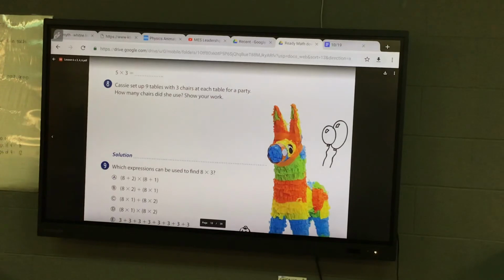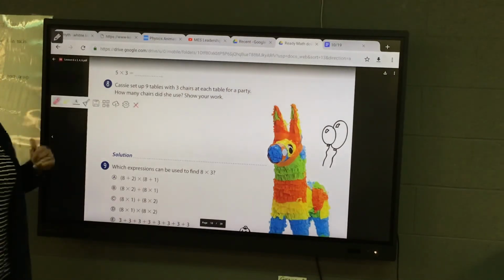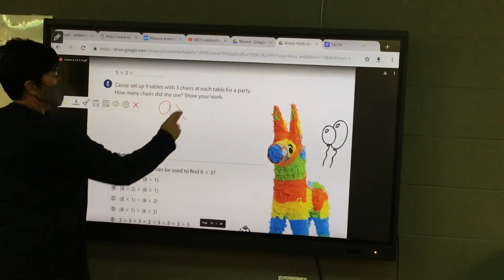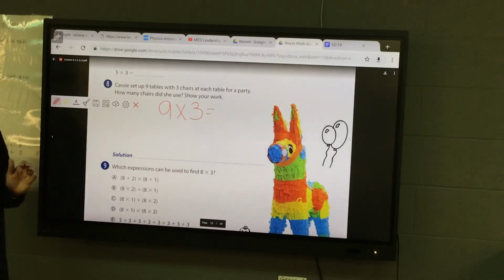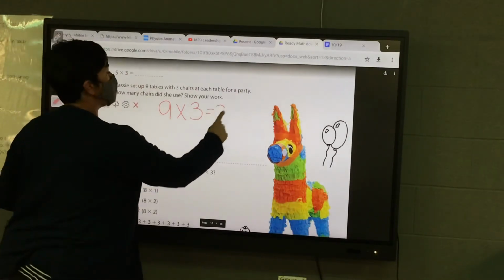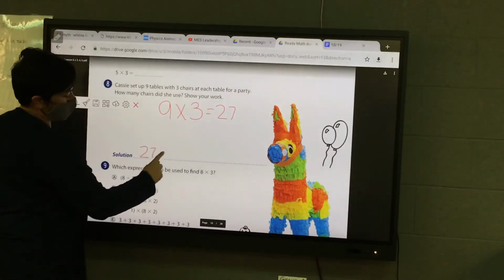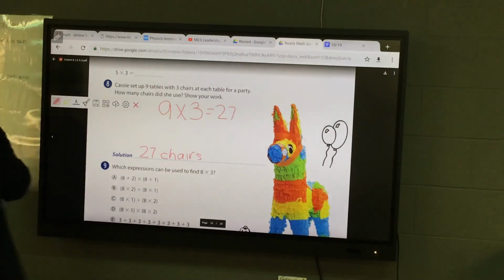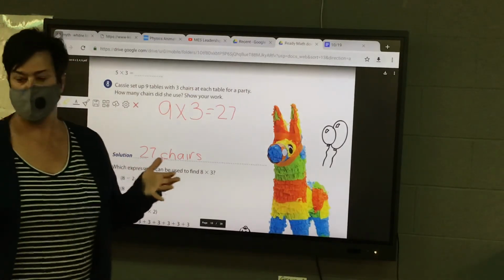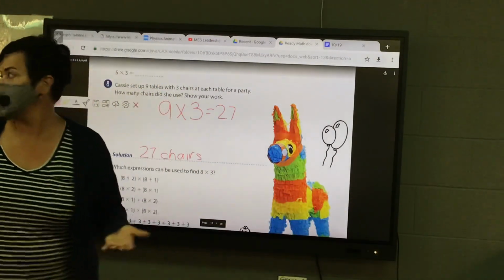So first off, what's the multiplication equation that everybody wrote? 9 times 3. And what did you get for that product? 27. Oh, good job. 27 what though? Chairs. Exactly. So did you label your answer? Yes. How many of you did equal groups? Okay. Did anybody do an array? All right. Does it matter which way you did it? No, not at all.